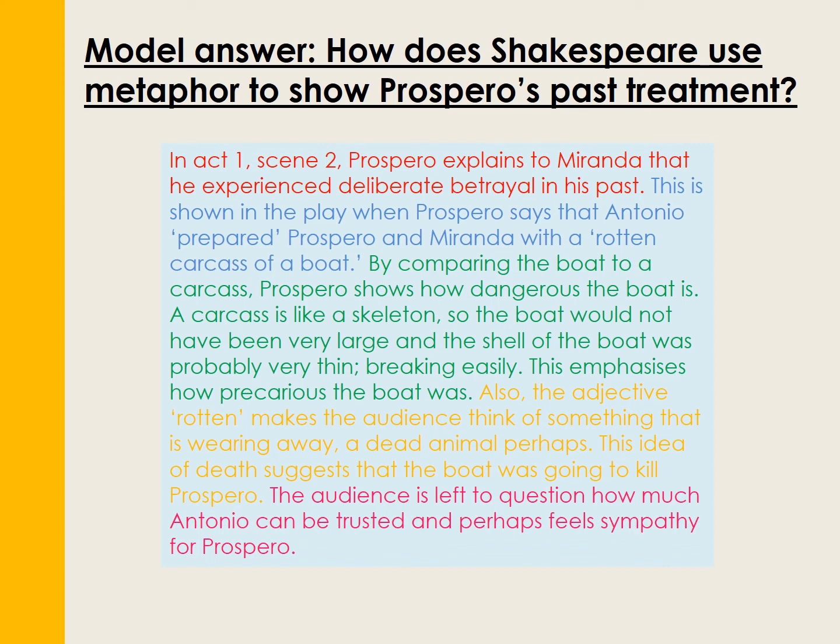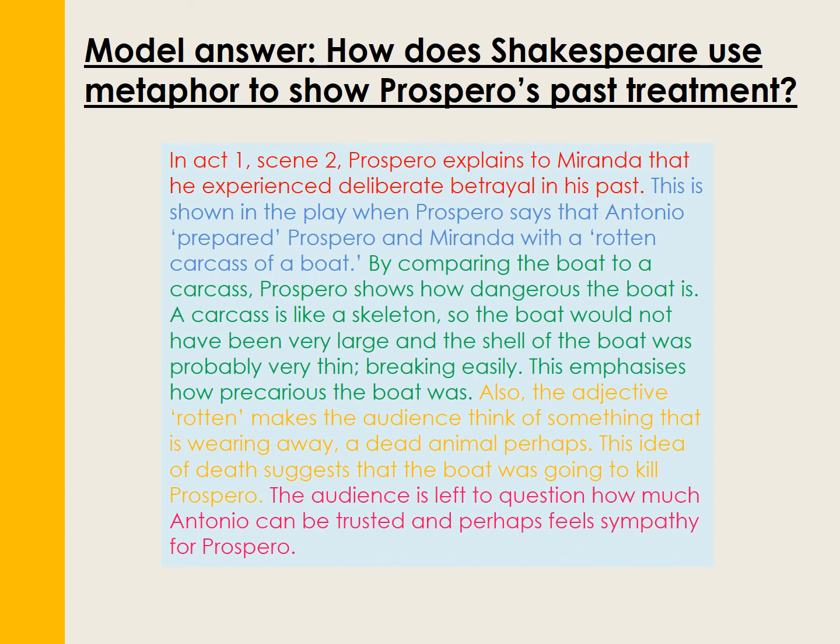So the question: how does Shakespeare use metaphor to show Prospero's past treatment? In Act 1, Scene 2, Prospero explains to Miranda that he experienced deliberate betrayal in his past. This is shown in the play when Prospero says that Antonio prepared Prospero and Miranda with a rotten carcass of a boat. By comparing the boat to a carcass, Prospero shows how dangerous the boat is.